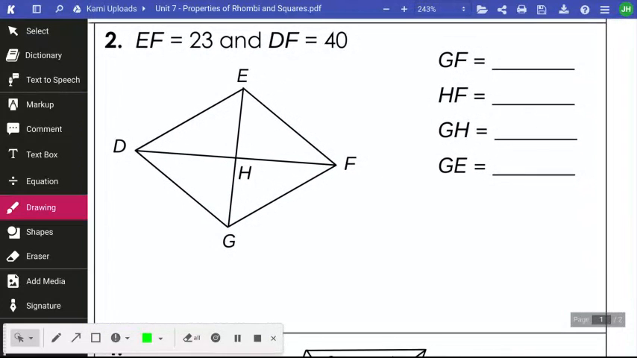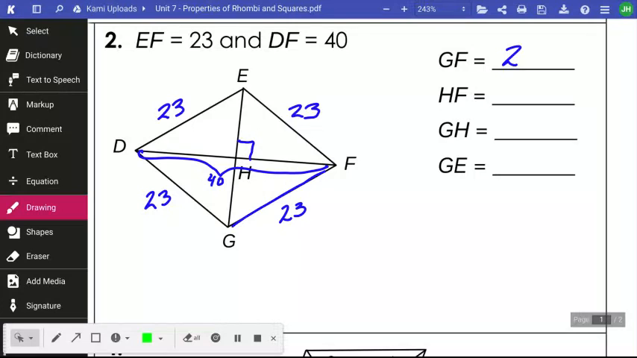Moving on to the next example, we have EF is 23, which means all of these sides are 23 because it's a rhombus. So I'm going to go ahead and fill that in just in case it becomes useful. And I know that DF, this entire segment here, is 40. Okay, so just in case that's useful, go ahead and mark it down. And just remember that that's a right angle. That also might be helpful. So GF is what we're first going to look for. And GF is this, and we already said it's 23 because all the sides of a rhombus are equal.